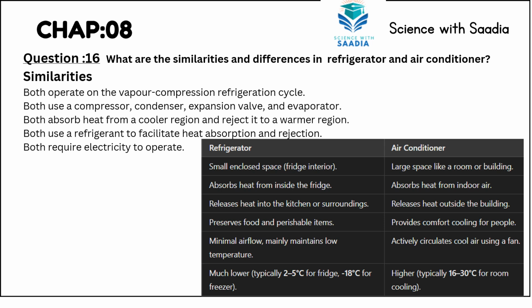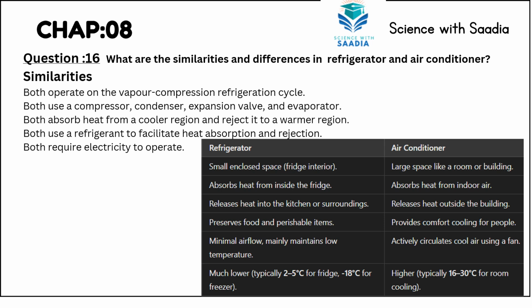What are the similarities and differences of the refrigerator and the air conditioner? The similarities between them: both operate on a vapor compression refrigeration cycle. Both use a compressor, condenser, expansion valve, and an evaporator. Both absorb heat from the cooler region and reject it to the warmer region. Both use a refrigerant to facilitate heat absorption and rejection. Both require electricity to operate.